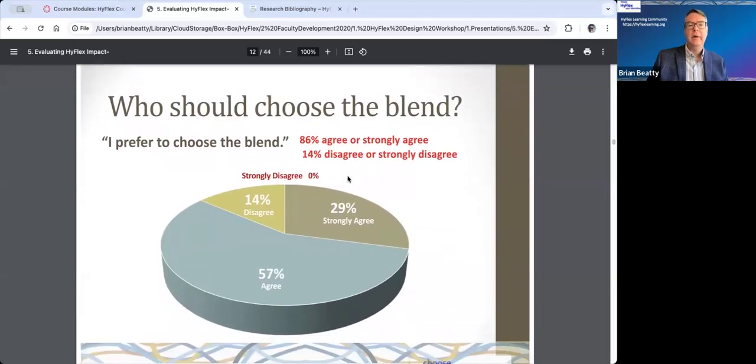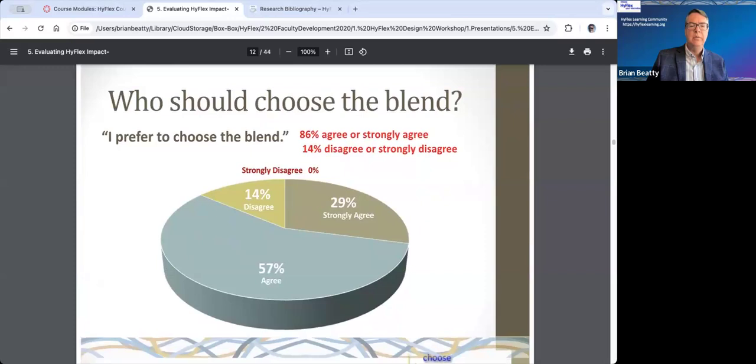I also asked them about who should choose this blend? Who should make this decision about how you're participating? I thought this would be 95 to 100%. I prefer to choose the blend. I mean, that's what we're doing here, right? We have flexibility as a key value, alternatives and learner choice. But we found that only 86% of the students agreed or strongly agreed with the statement, I prefer to choose the blend. 14% disagreed. They did not prefer to choose the blend.